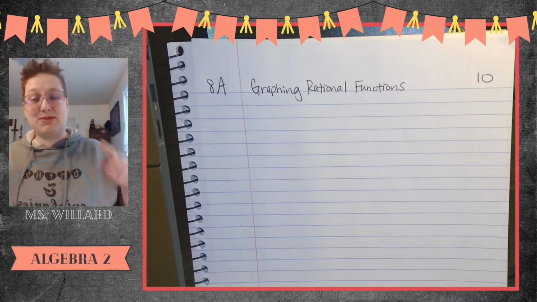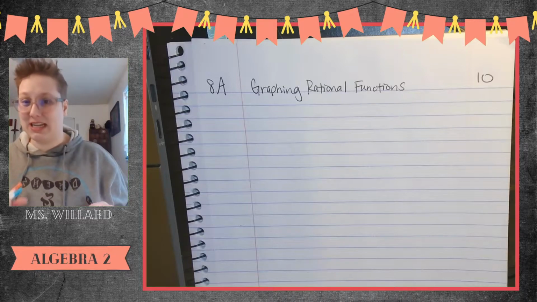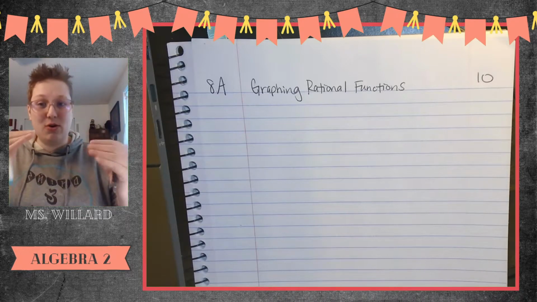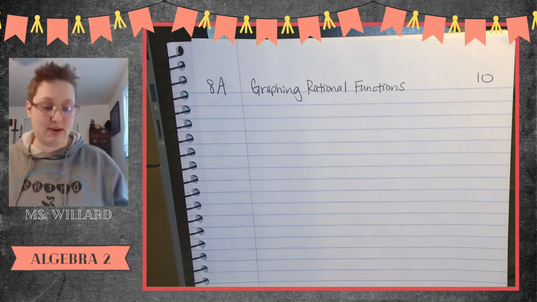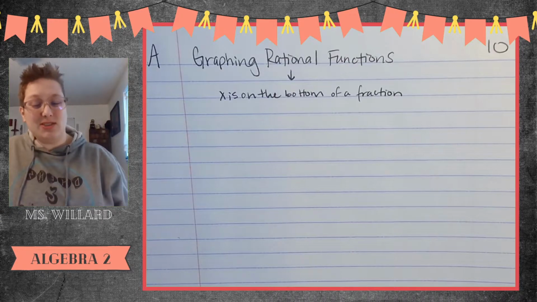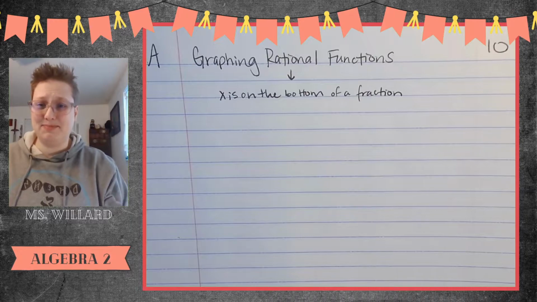Yo, let's finish this up. So 8a, we're graphing rational functions, which means I need to tell you what a rational function is. A rational function is of the form y equals something over x. X is on the bottom of a fraction. And all these graphs are pretty cool because they look like butterflies. I'm going to show you 3 graphs today, and then we'll be done.